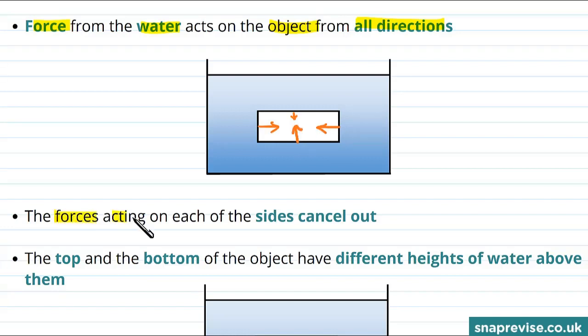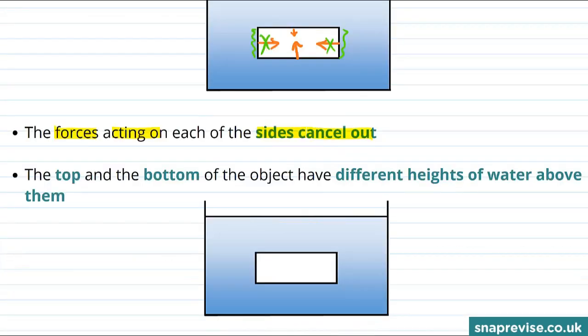Now, interestingly, the forces acting on each of the sides cancel out. So this force is cancelled by this force because they're both due to water at the same range of depths. So how could there be any difference between them?